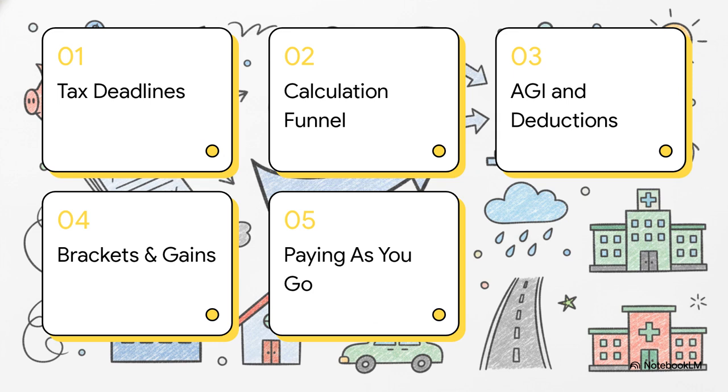First up, crucial federal tax deadlines. Second, the tax calculation funnel. Third, navigating AGI and deductions. Fourth, marginal brackets and capital gains. And finally, paying as you go.